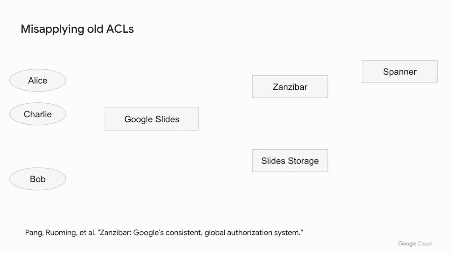Now, when Bob comes along and attempts to read these updated slides, Google Slides will check with Zanzibar and say, hey, is Bob allowed to access these slides? And Zanzibar will probably go read from Spanner and say, oh, Bob is no longer in the ACL set because it's been updated, and therefore reject the request, preserving this desired notion of ACL updates ordering and content updates.